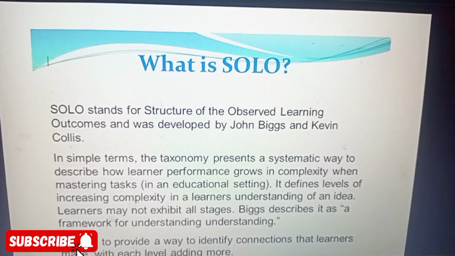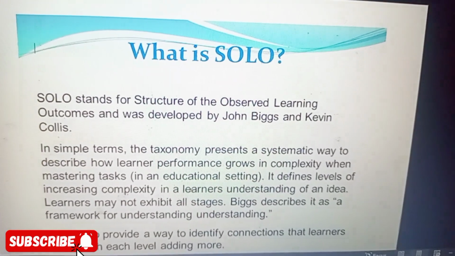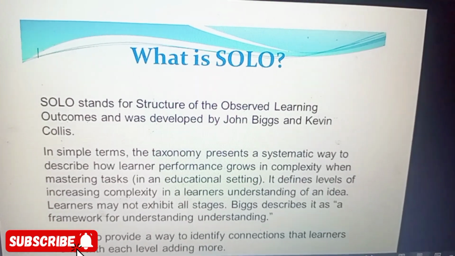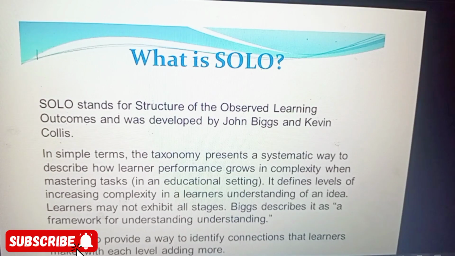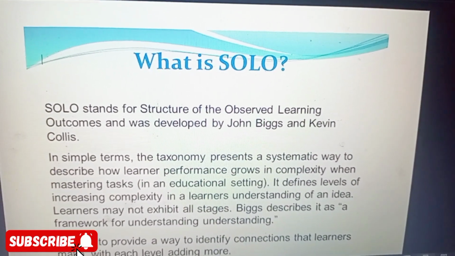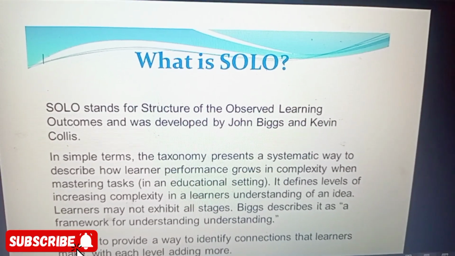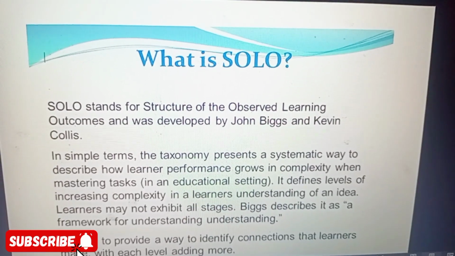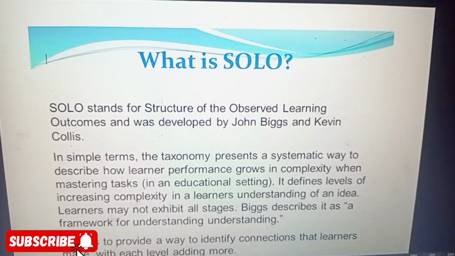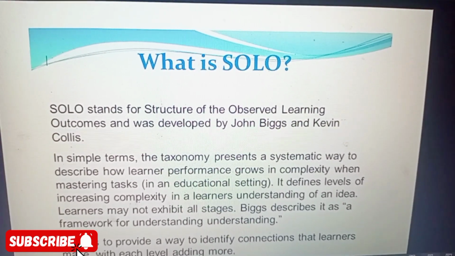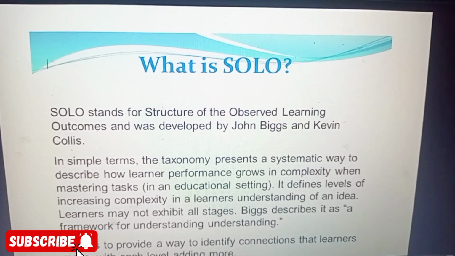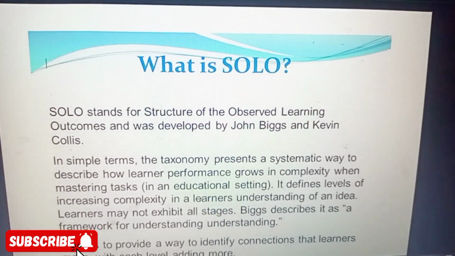SOLO stands for Structure of the Observed Learning Outcomes and was developed by John Biggs and Kevin Collis. It is an international tool that was adopted by the Department of Education. In simple terms, the taxonomy presents a systematic way to describe how learner performance grows in complexity when mastering tasks in an educational setting. So if we have Bloom's taxonomy, we have the SOLO taxonomy.